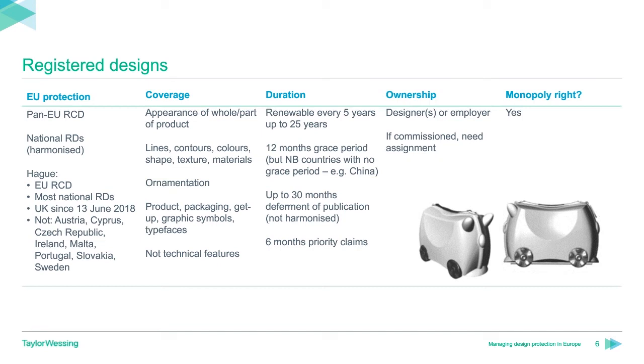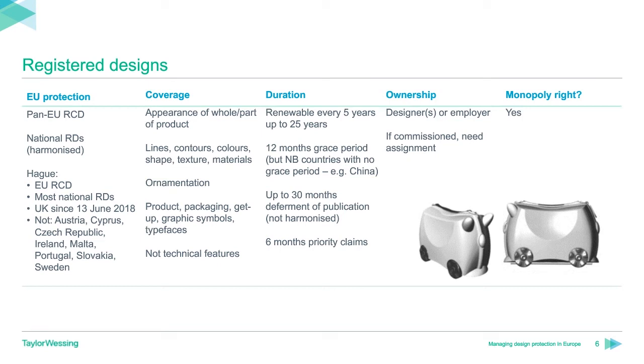So really you can look at protecting products themselves, packaging, get-up, graphic symbols, and also typefaces. As Martin mentioned, technical features are generally excluded. In terms of duration, you're looking at a right that's renewable every 5 years for up to 25 years.